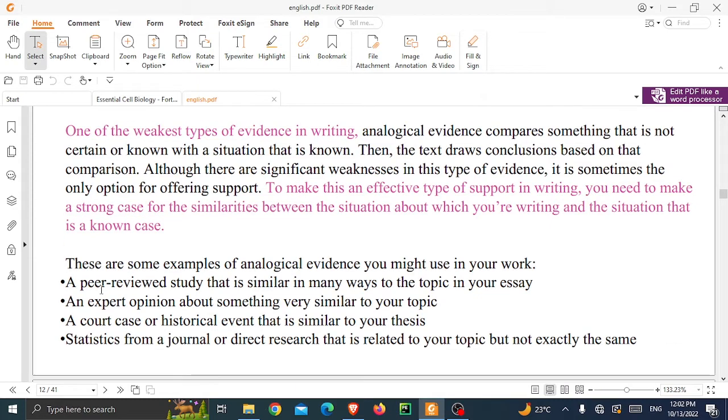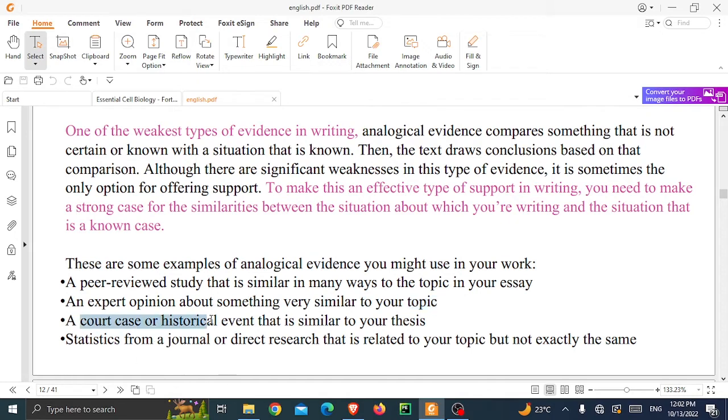And we have some examples of analogical evidence. A peer-reviewed study that is similar in many ways to the topic in your essay, like you found a study that is quite perfect for the essays that you're writing. So that's analogical evidence. An expert opinion about something very similar, of course, as analogical evidence depends on something being very similar and using it to your advantage. So be careful about using analogical evidence and use it wisely.